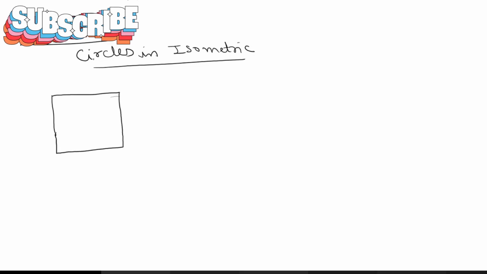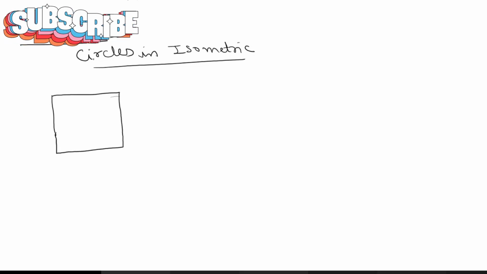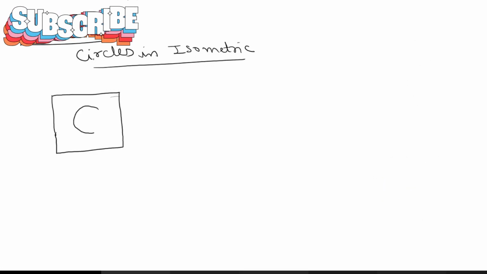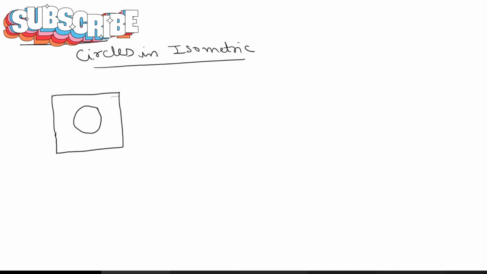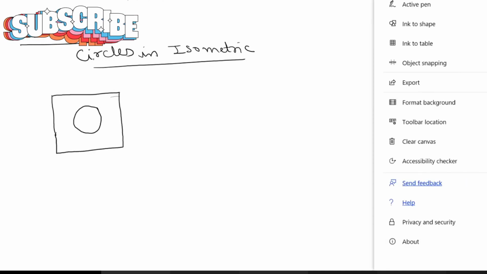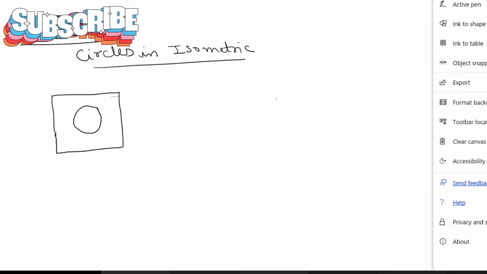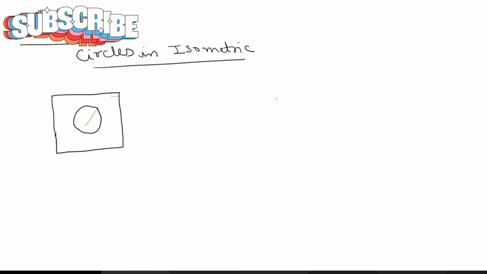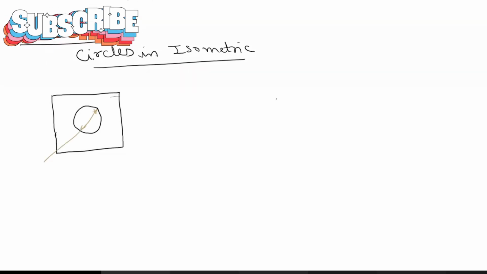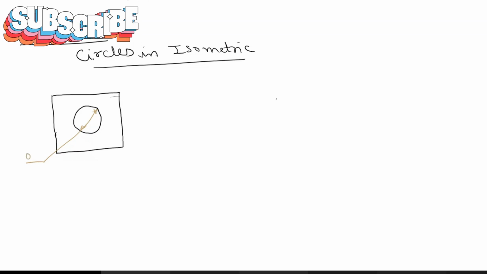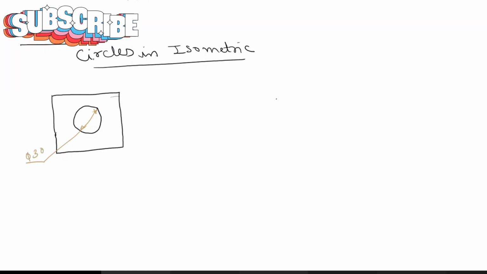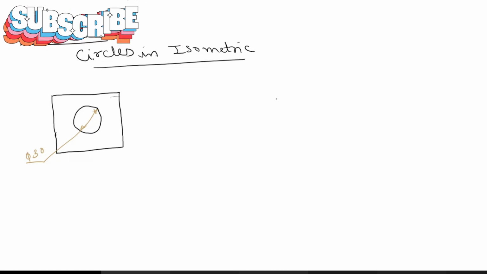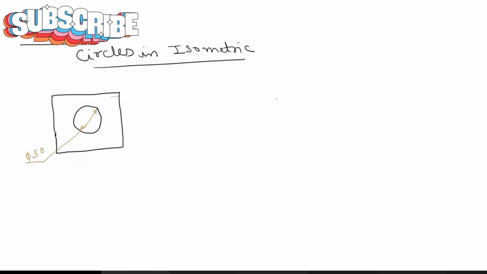and in this front view, if there is a circle like this, and how do we represent it? We represent it by some dimension like this, and I say this is phi 30. Then what will happen is when you incline it, isometric positions are drawn at some inclination, a 30-degree inclination.